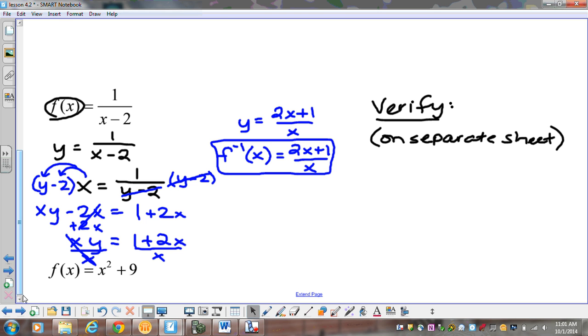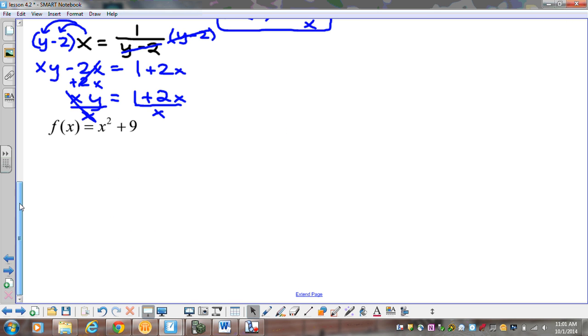So what I want you guys to do is jump down here and take a quick second, or take a minute or so, and look at this last function and go through and find its inverse and then go ahead and verify.